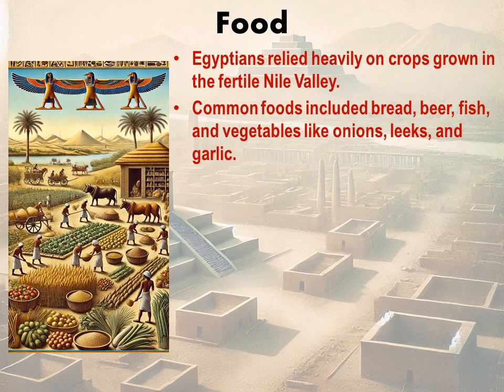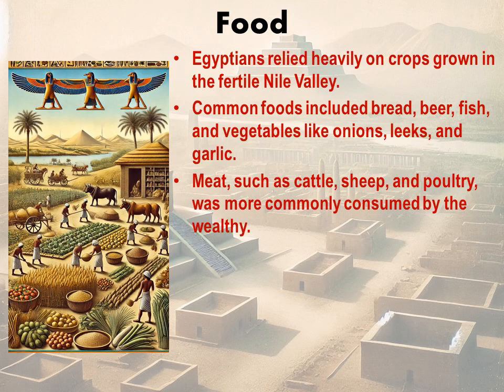Common foods included bread, beer, fish, and vegetables like onions, leeks, and garlic. So these were the common foods which were consumed by the Egyptian people, and they included fish and vegetables. Fish, we can understand, can be obtained from the Nile River, and there were also vegetables like onions, leeks, and garlic.